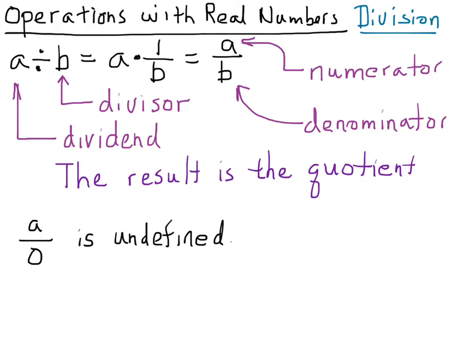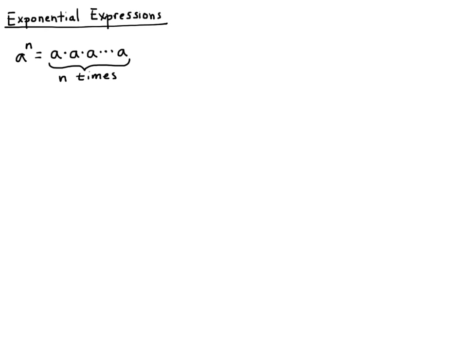And so A divided by 0 is undefined. Don't let anybody ever tell you it's infinity or anything like that. It's just simply you can't do it. You don't get a number.